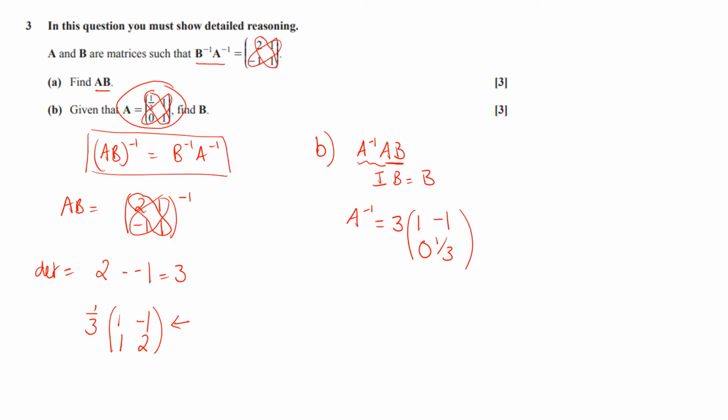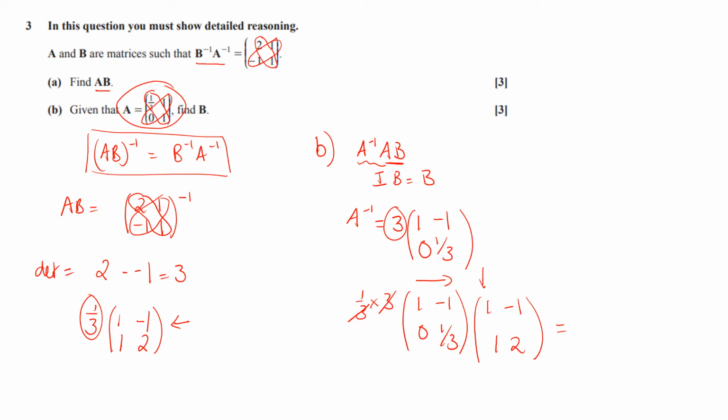Now what we can do with the 3 and the third, they can come on the front, because these two determinants on the front, they can go 1/3 times 3, and then we need to do A inverse 1 minus 1 naught 1/3, and times it by our 1 minus 1, 1, 2. So they're going to cancel in the front.